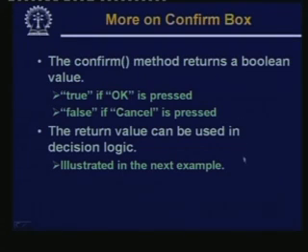For such decision making, you have to understand one thing, that this confirm method which you are calling, this actually will be returning a boolean value. It will be returning true if the button OK was pressed, it will be returning the value false if the button cancel was pressed. Now, this return value, either true or false, you can use in an if statement, for example, to take some decision.